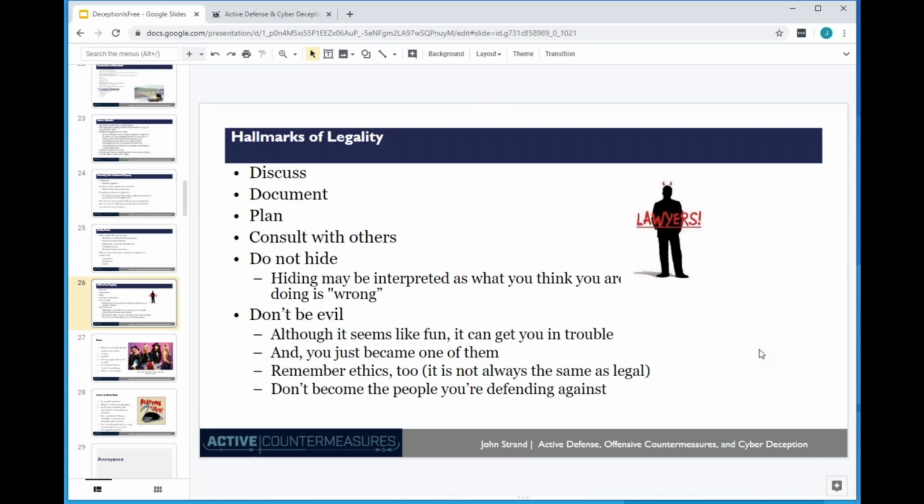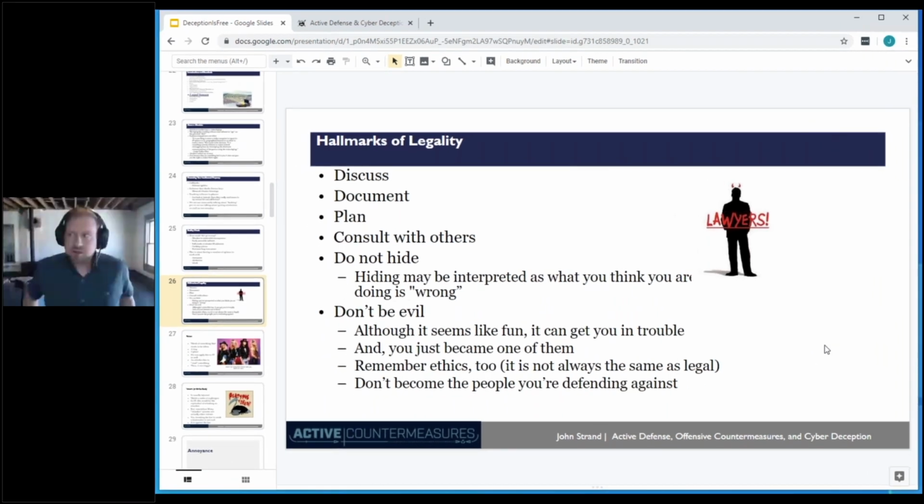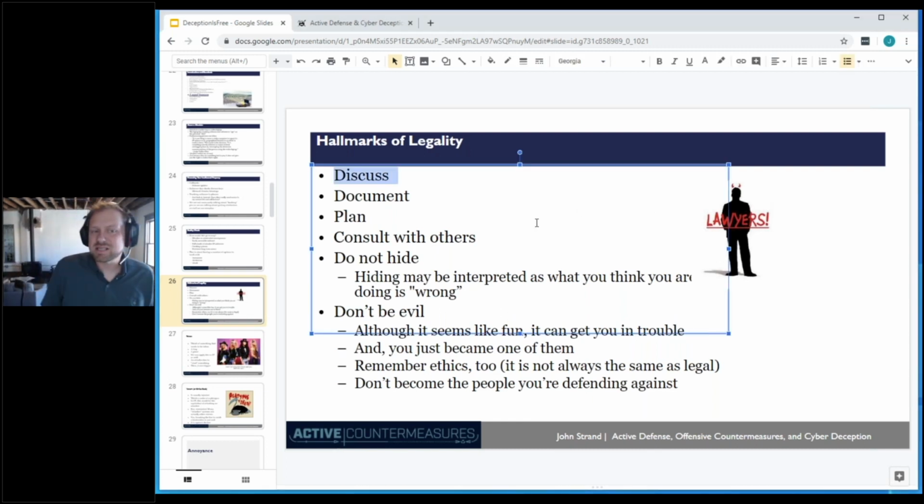And what ultimately happened is he sat down with me and we started talking about the whole cyber deception thing. And he said, okay, here are the things that are absolutely important for you to keep in mind anytime you talk about cyber deception for companies. So first and foremost, you want to discuss what you're doing. You want to make sure you're discussing what you're going to do. You just don't want to do it in the dead of night. You want to document what you're doing. You want to document the activities that you're going to do and plan what you're doing.